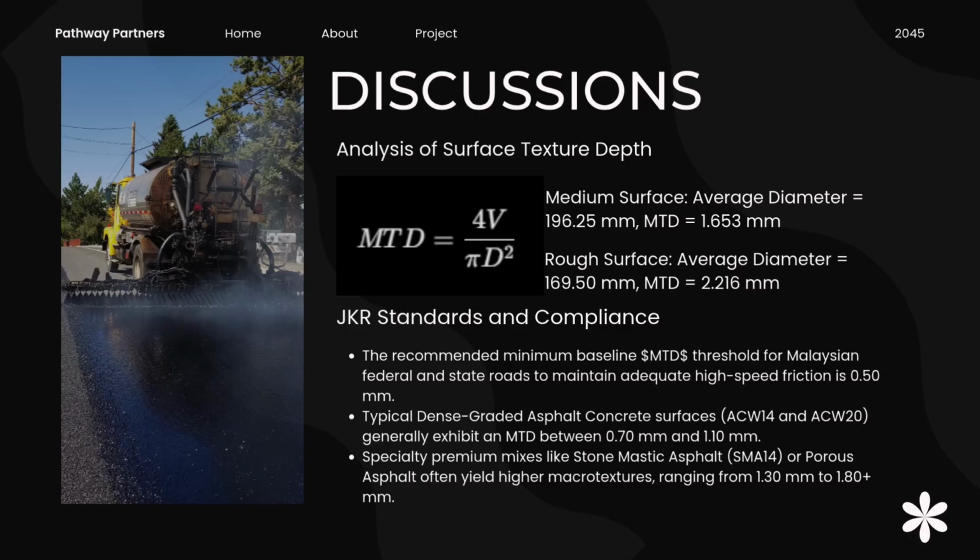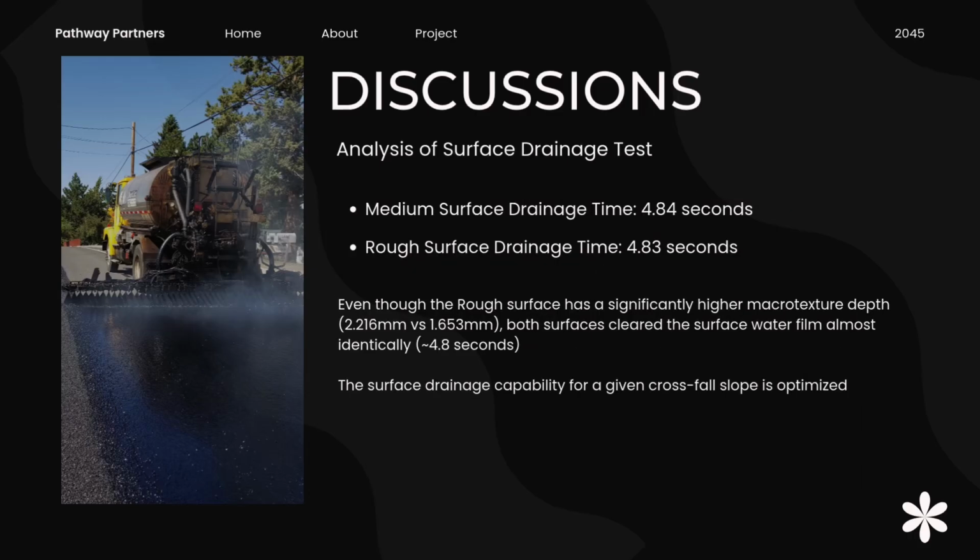Typical dense graded asphalt concrete surfaces generally exhibit an MTD between 0.70 to 1.10 mm. And lastly, specialty premium mixes like stone mastic asphalt or porous asphalt often yield higher macrotexture, ranging from 1.3 to 1.8. Both the medium and rough MTD surfaces comfortably exceed the JKR minimum baseline of 0.50 mm. The rough surface's high MTD indicates a highly open or coarse aggregate matrix, which is ideal for high stress zones or areas that require enhanced friction.